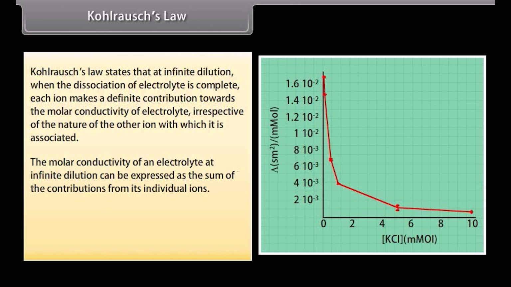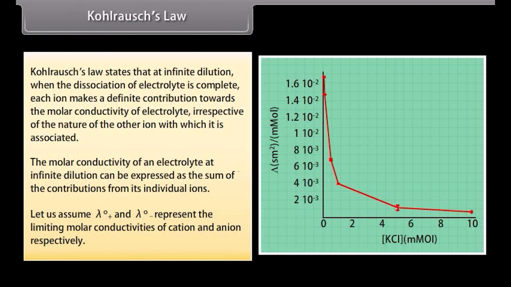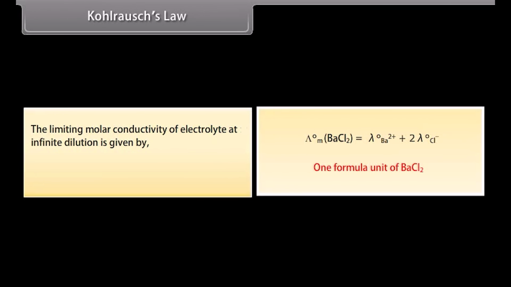The molar conductivity of an electrolyte at infinite dilution can be expressed as the sum of the contributions from the individual ions. Let us assume lambda naught positive and lambda naught negative represent the limiting molar conductivities of cation and anion respectively. The limiting molar conductivity of electrolyte at infinite dilution is given by V positive lambda naught positive plus V negative lambda naught negative, where V positive and V negative represent the number of positive and negative ions furnished by each formula unit.